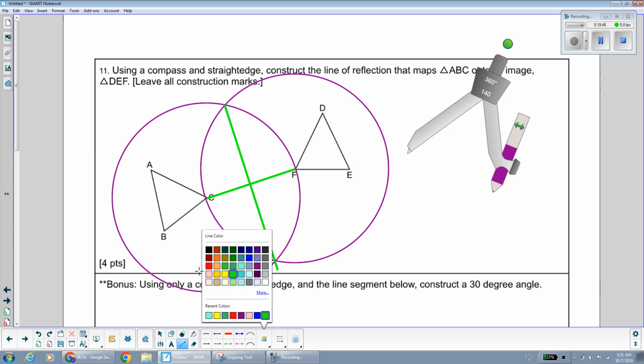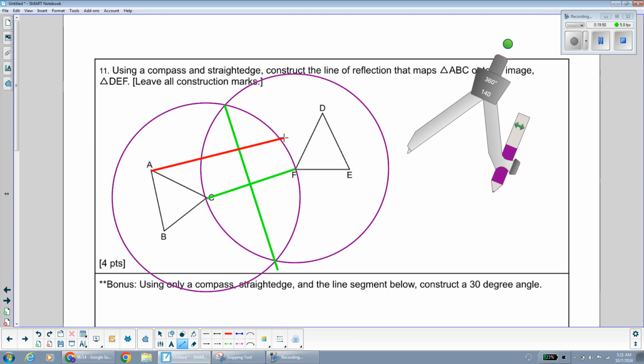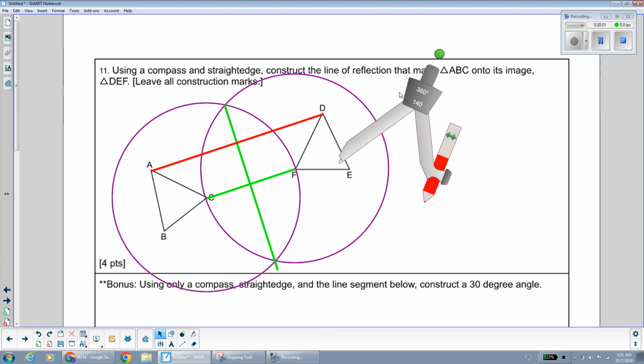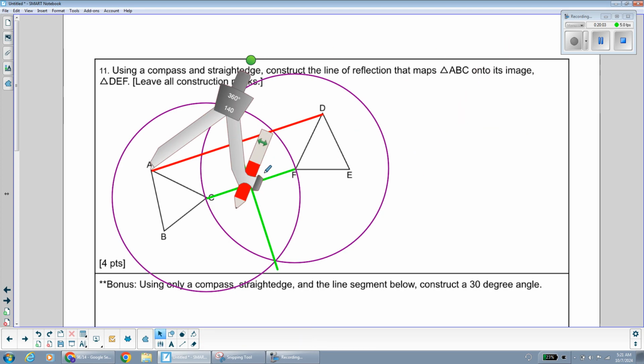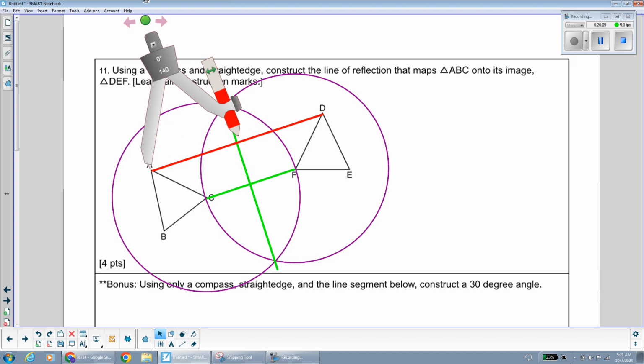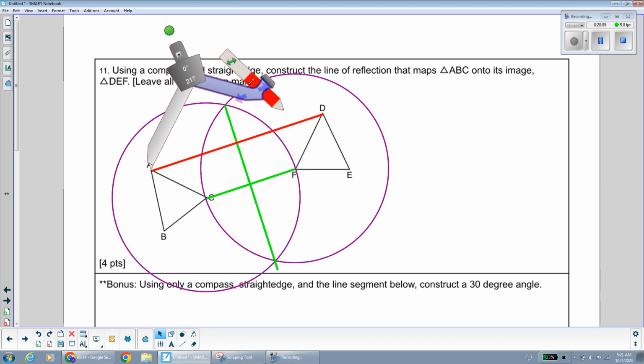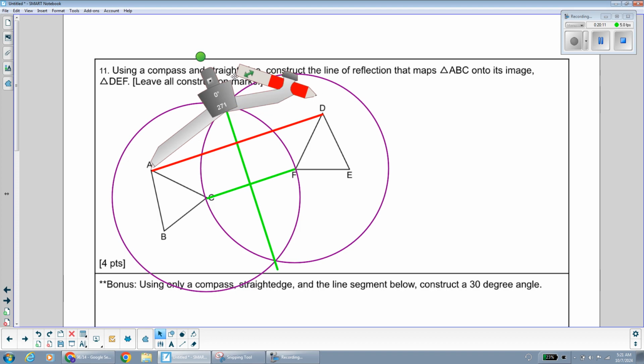Okay, so in order to be super, super accurate, we should do this again for another pair of corresponding points. So I'm going to do it one more time. And it should end up being the same line of reflection as the green line that we just had. So when I make this red line now, it should overlap the green line. There we go.